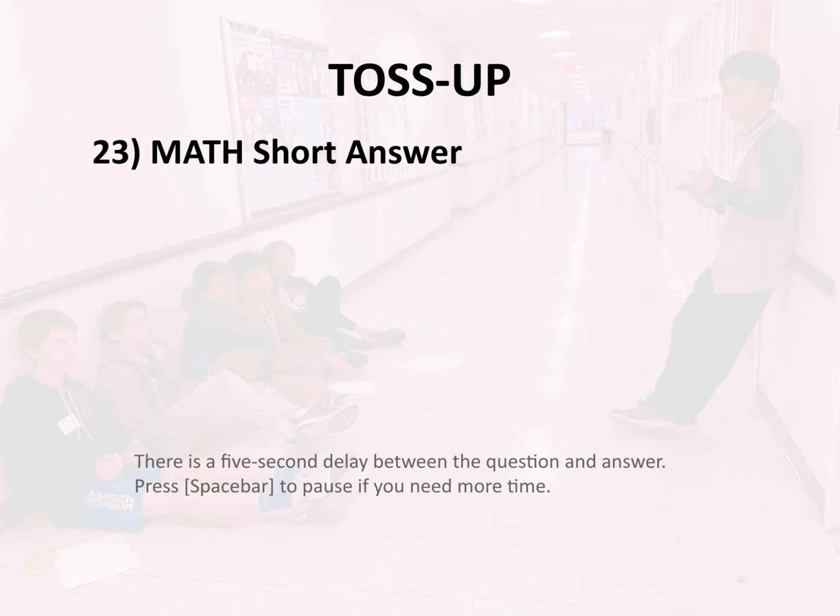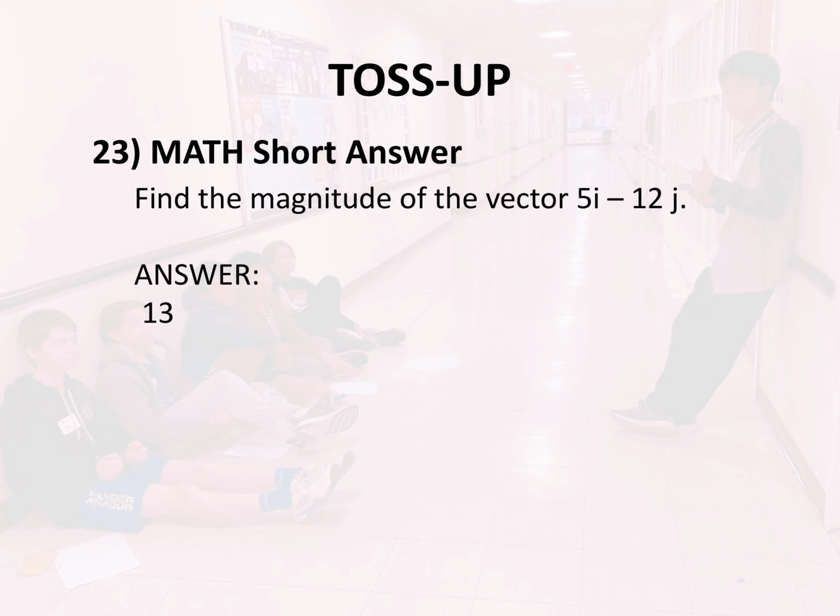Toss-up 23. Math. Short answer. Find the magnitude of the vector 5i - 12j. Answer: 13.